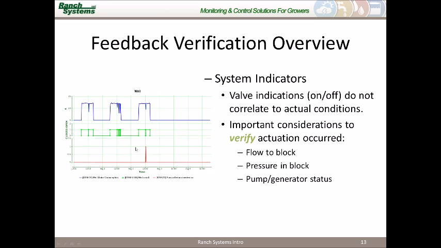This is a visualization of the feedback that we do as an internal check, and we'll talk about that in just a moment, how that actually works. But the important considerations to verify that the actuation occurred is flow to a particular block, the pressure in that particular block, and the pump generator status. A combination of these three will provide you a very comprehensive view of the performance of any system. So let's talk about how and what kind of sensors that might be.